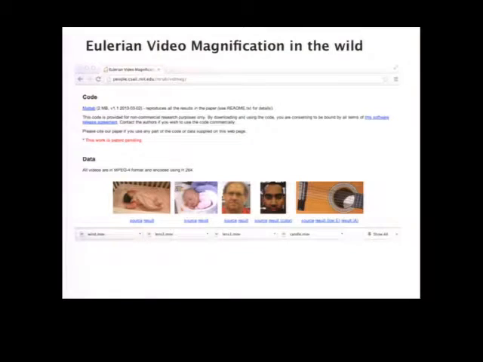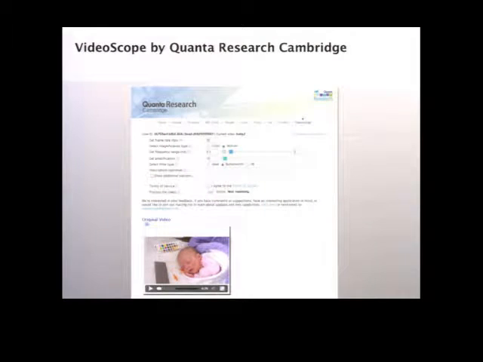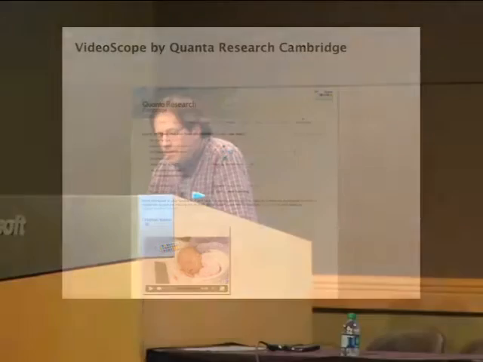And we presented this at last year's SIGGRAPH, and it got a lot of attention in the blogosphere. We posted our code, and a lot of people are using it, which is nice to see. Part of this was also done in collaboration with Quanta Research in Cambridge, and they made an upload site where you could take a video. You don't have to download the MATLAB code and process it yourself.